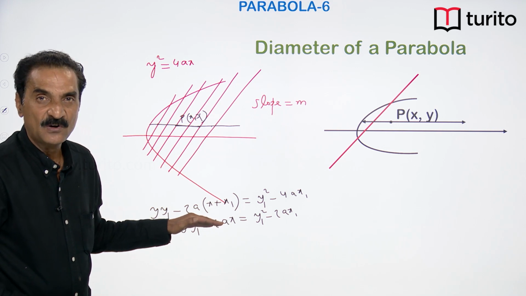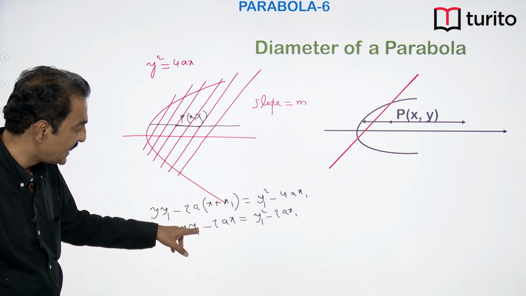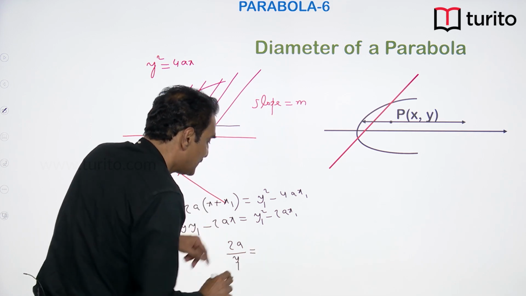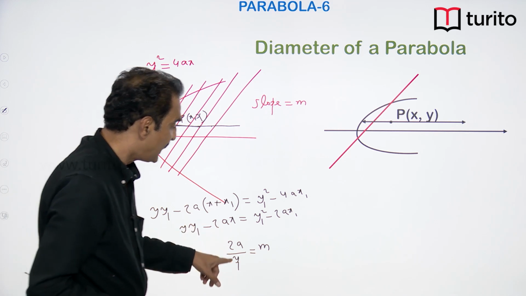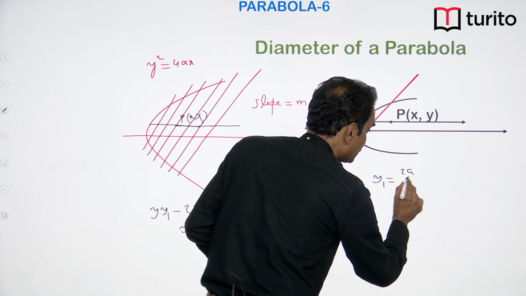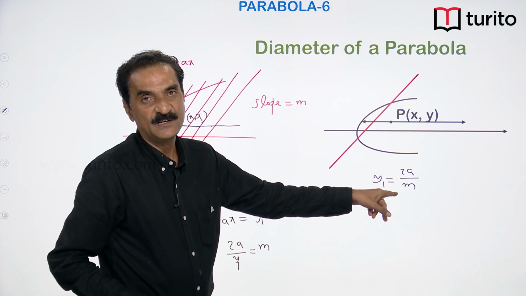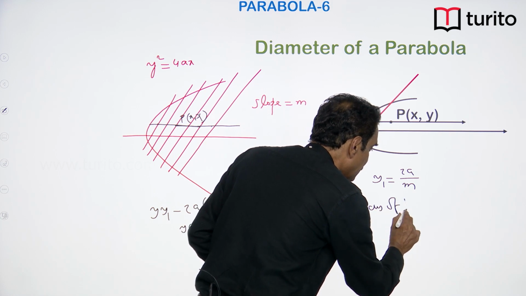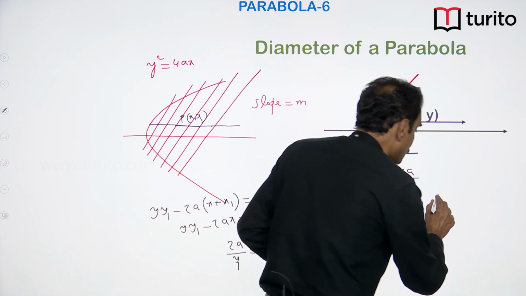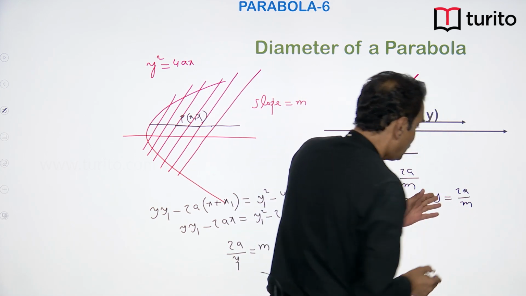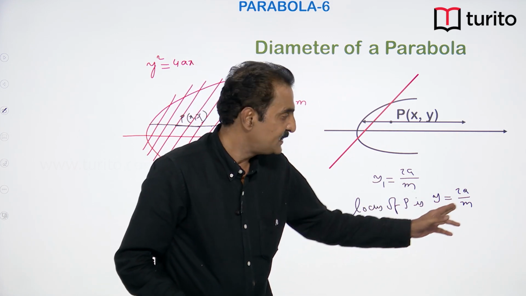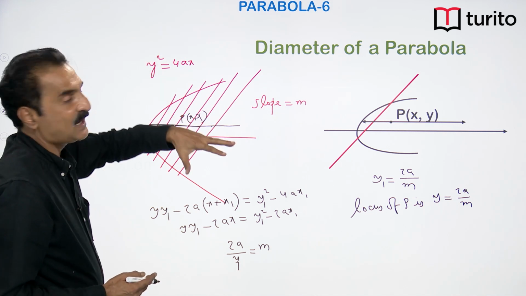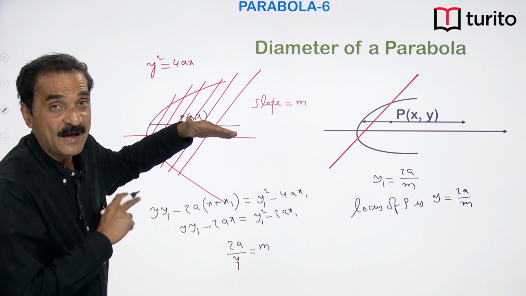If the slope of this chord is fixed and equal to m, what is the slope of this line? Minus of x coefficient by y coefficient, that is 2a by y1. If it is equal to m, what will you get? y1 is equal to 2a by m. 2a is constant, m is constant. Therefore, y1 is constant. Then, what is the locus of P? Locus of P is y is equal to 2a by m. How is this? It is a straight line, y is equal to constant. The line y is equal to constant will be parallel to the x axis. In a general parabola, this will be a line parallel to the axis of the parabola.